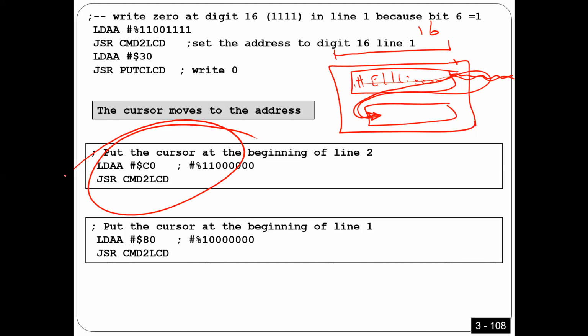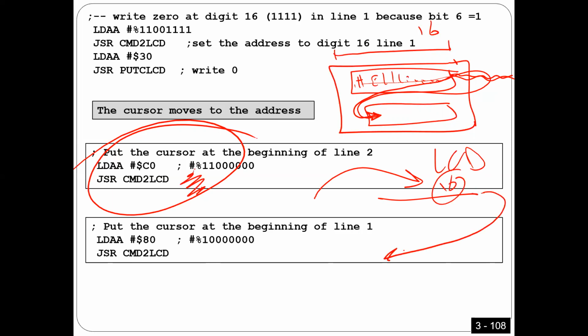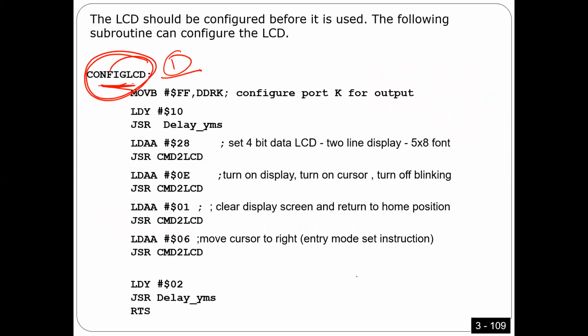For sure, if you want to write a program, you have to do this in your program. In your program, I have to keep track of the data I send to the LCD. Once I exceed 16, next time I have to use this command, because the cursor is not going to move automatically to the next line. Any questions, guys?